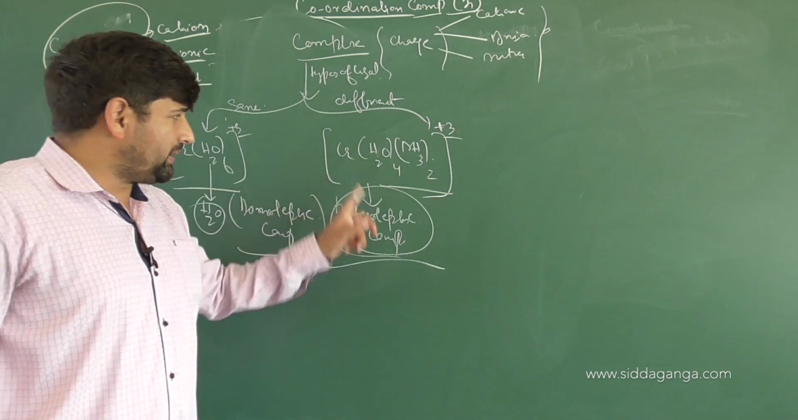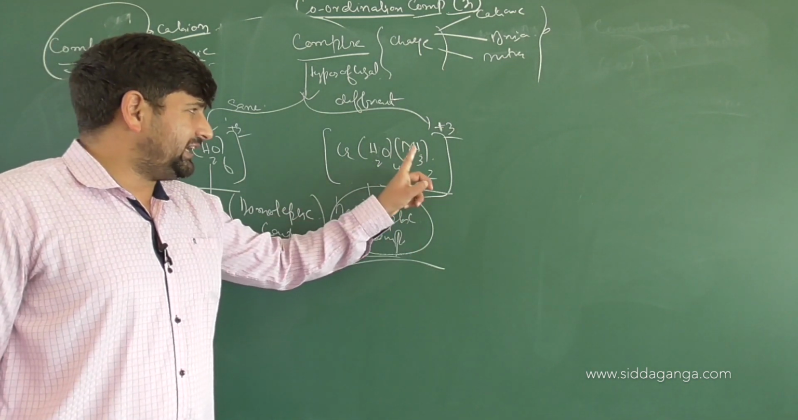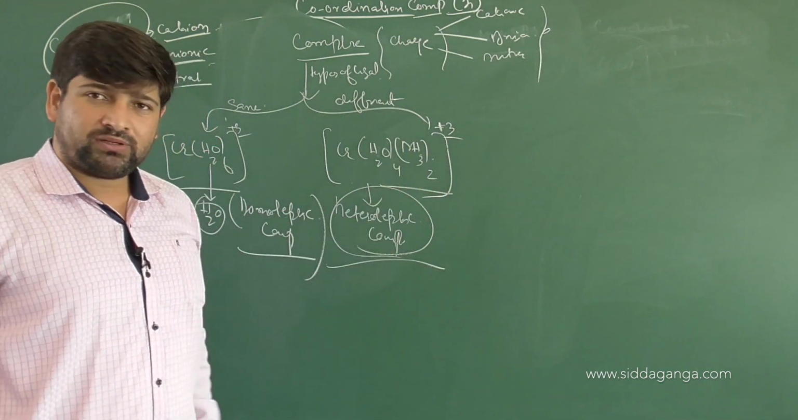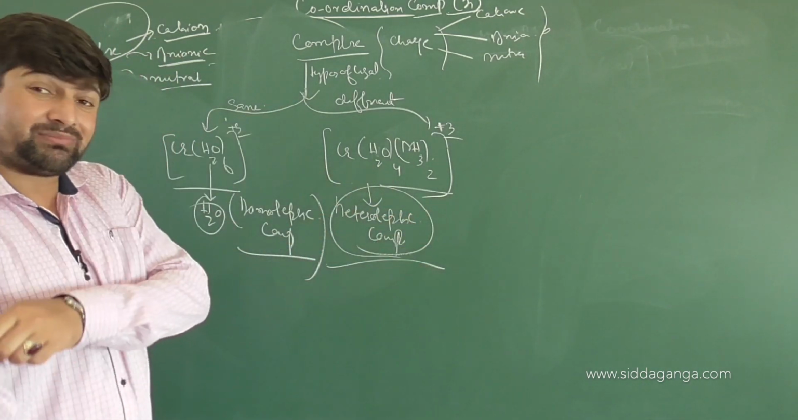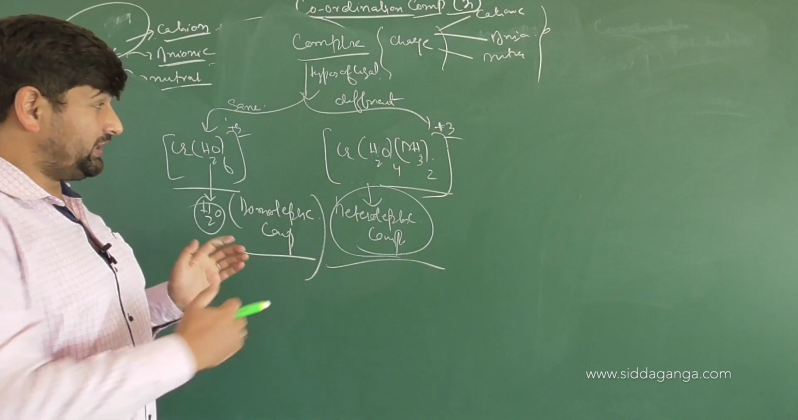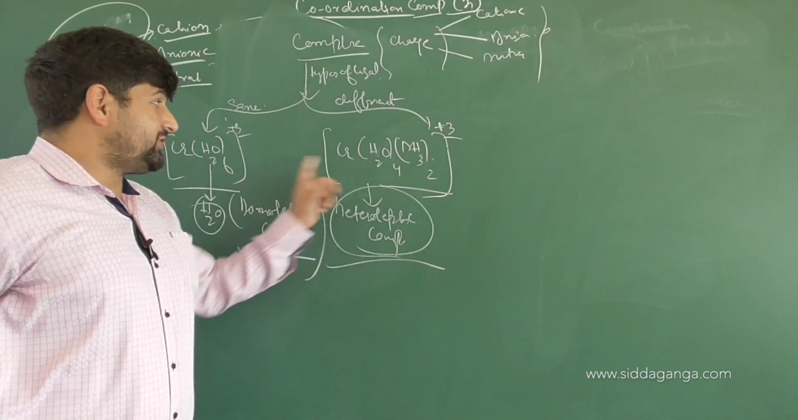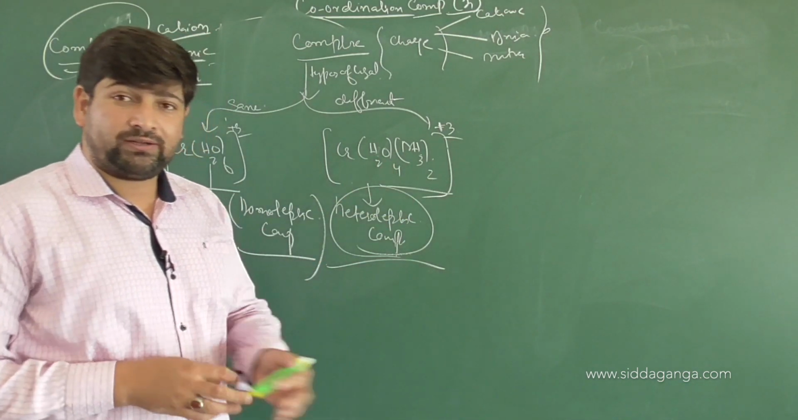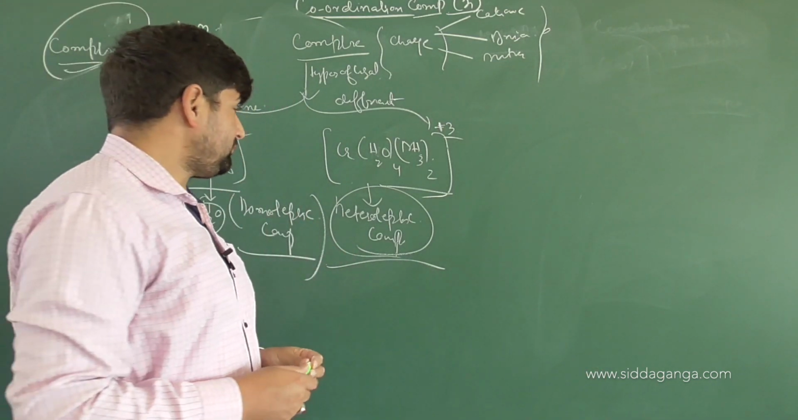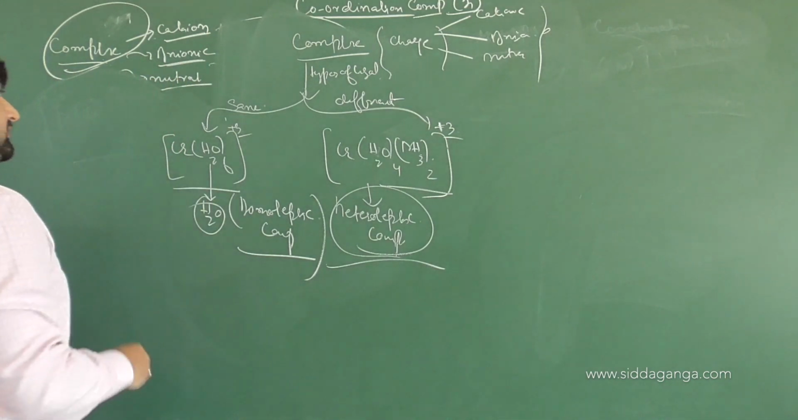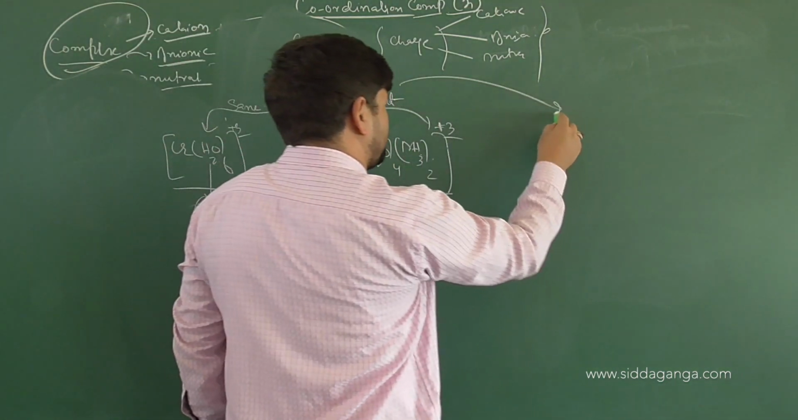Now if you have chromium, H2O 3 times, Cl, Br, NO2, then obviously this is again heteroleptic. So this classification is on the basis of the ligands attached to the atom. So in our future discussions we will discuss which of the two are more stable and why. I'll tell you one more definition here. On the basis of stability, there is one more classification that you can put forward.